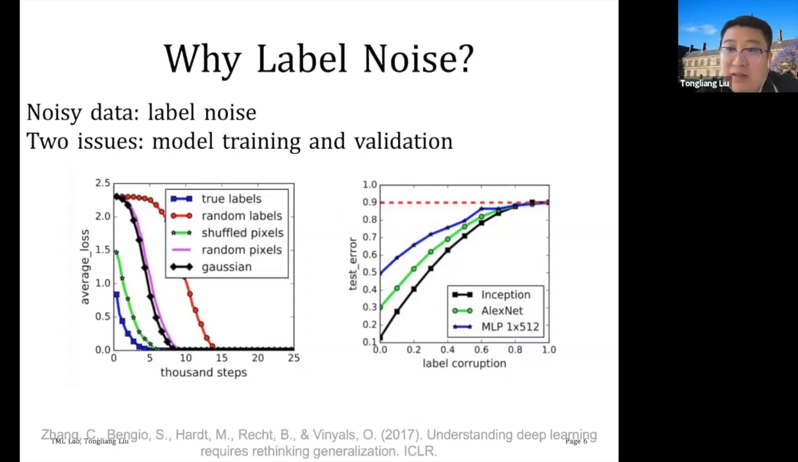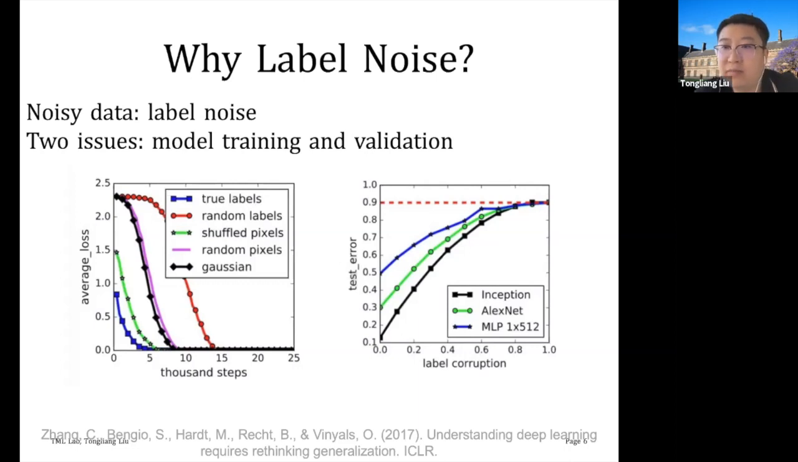So if we have label noise, the large models will overfit the training data and cannot generalize very well. So this is harmful. When we employ the model and do the test, the performance will not be good.